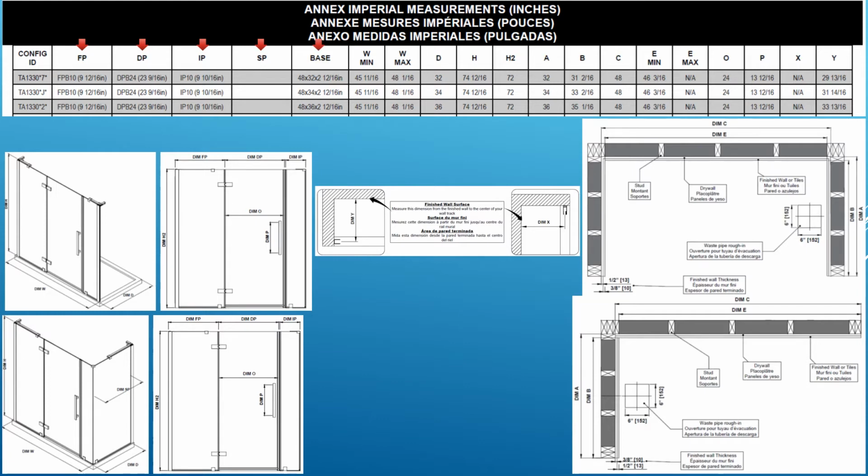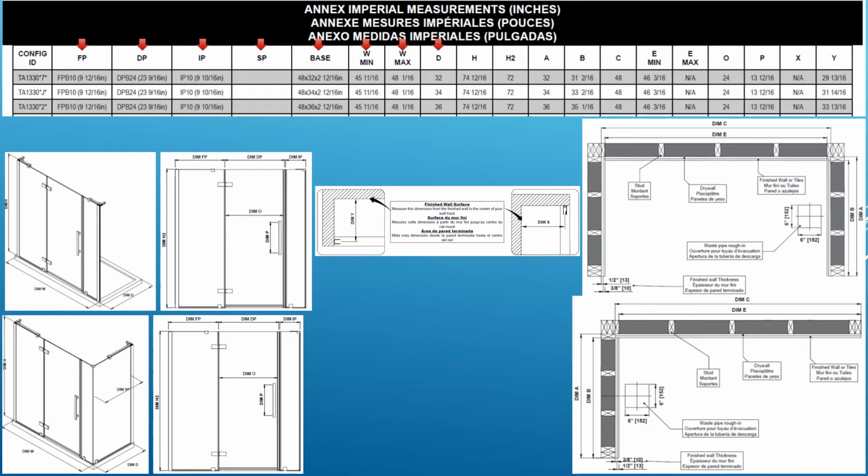Base is equal to the width by the depth by the height of the shower base. Note that the height is the height of the threshold, excluding the flange height. W, shower width, is equal to the distance from the leftmost edge of the shower to the rightmost edge. As most of the showers do offer some adjustability, there will be a minimum and a maximum to this value.